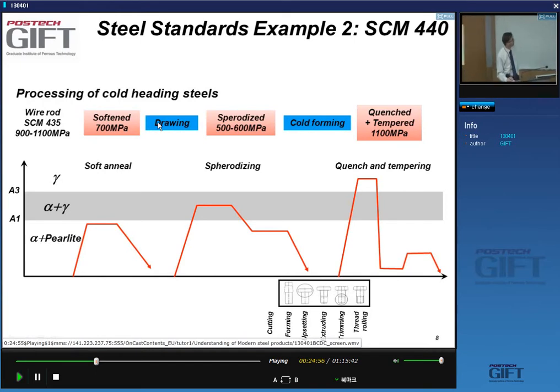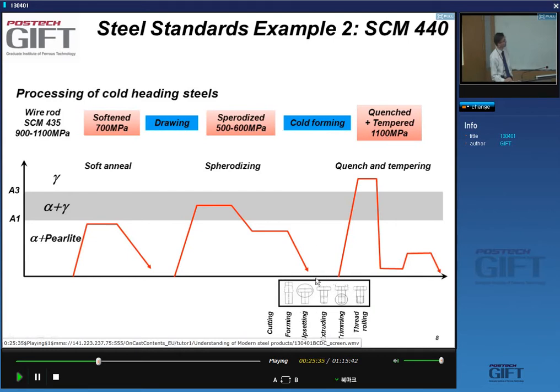This material at 0.35% of carbon will contain a considerable amount of perlite, yes? So in order to make it formable, so you can actually make a bolt, after the drawing, you will spheroidize the material to make it very soft, yes? 500 to 600 megapascals. So this is the spheroidizing treatment, yes? Schematically. And then you can do the cold forming.